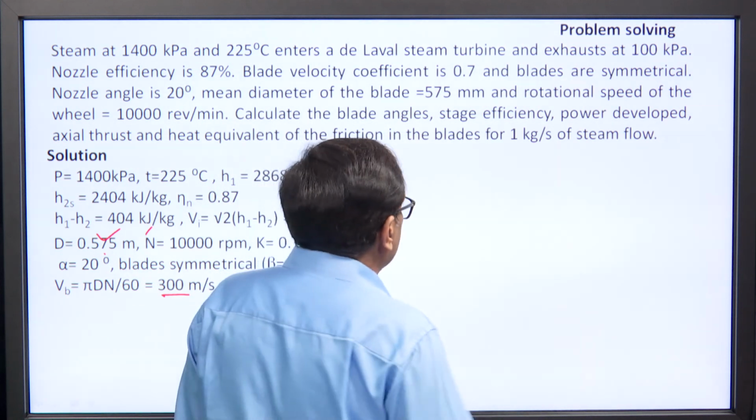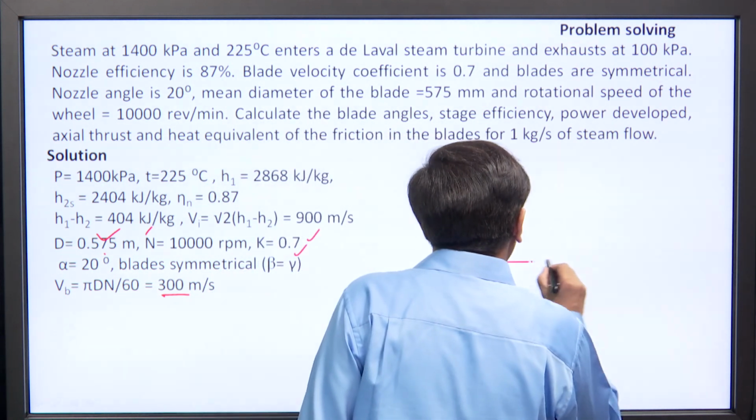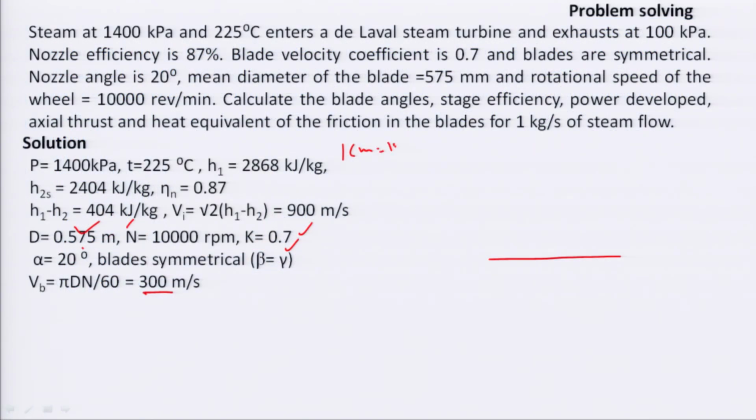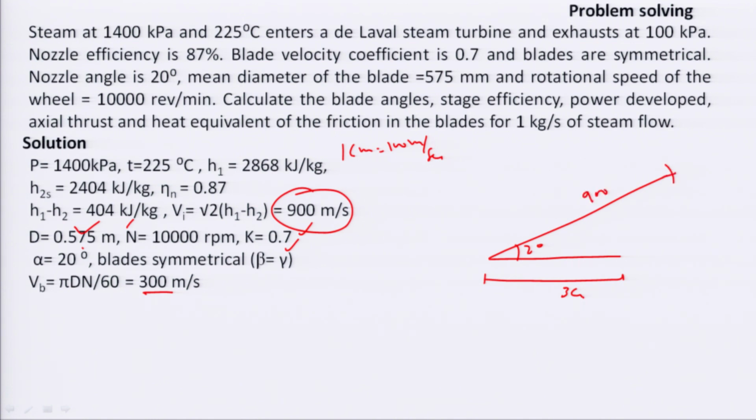Now, we will draw the velocity triangle. Blade velocity is known to you. Suppose 1 centimeter is equal to 100 meter per second. This scale we have taken, then a 3 centimeter line we will put here. It will represent the blade velocity. At an angle of 20 degree we draw a line, and V1 is given as 900 meter per second, so cut it for 9 centimeter. This will be V1, and join this line.